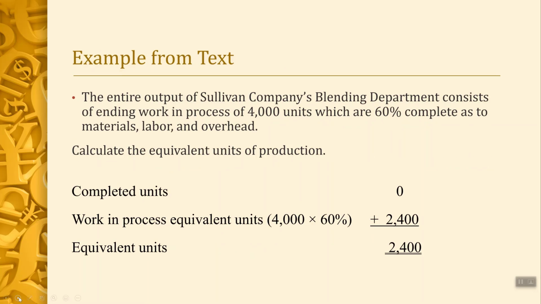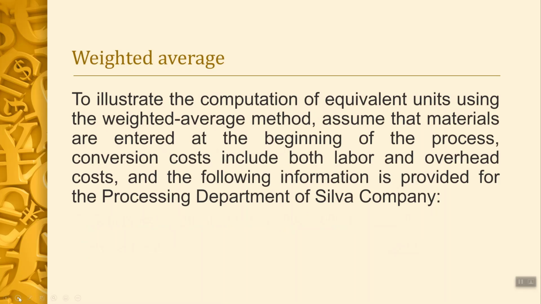Now, this is an example. The entire output of Solvang Company's blending department consists of ending work in process of 4,000 units, which are 60% complete as to material, labor, and overhead. So units completed is 0. We don't have anything completed. The work in process is 4,000, but 60% is the equivalent, right? So 60% of 4,000 is 2,400. So our equivalent units of production is 2,400.